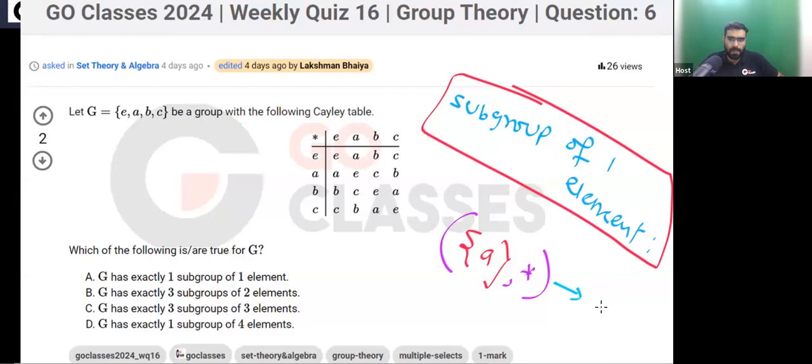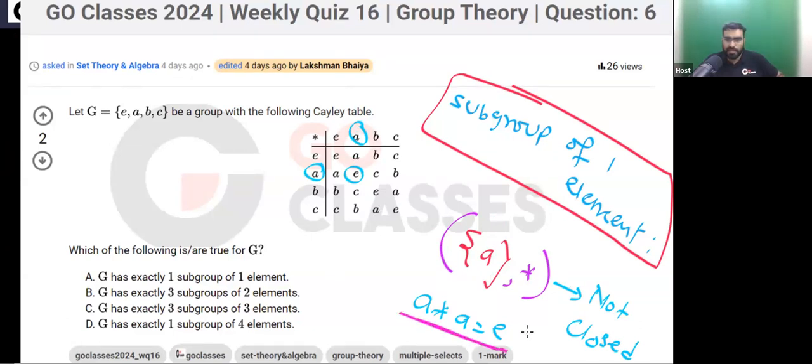Why is this not a group? Because it is not even closed. What is the reason? Because A star A is equal to E, and that does not belong to H. So this is not even closed, and because it is not closed, it is not even a group.